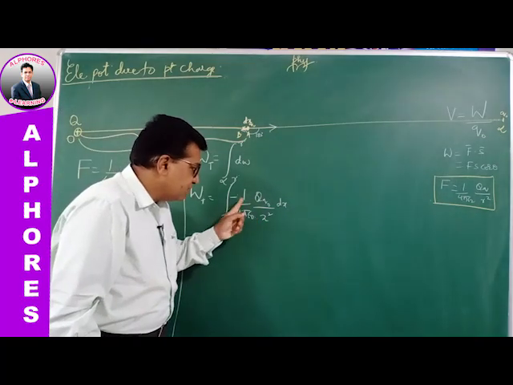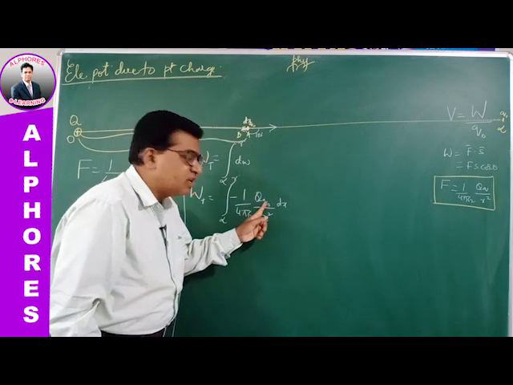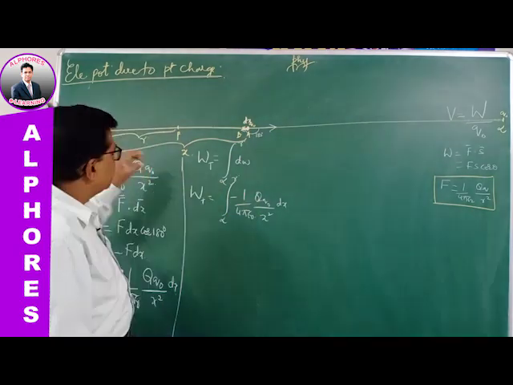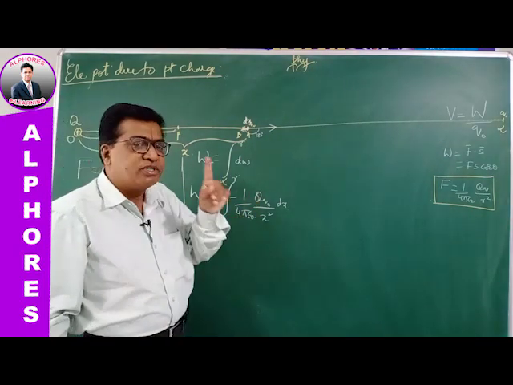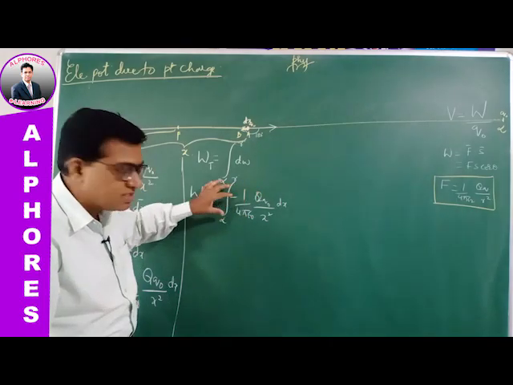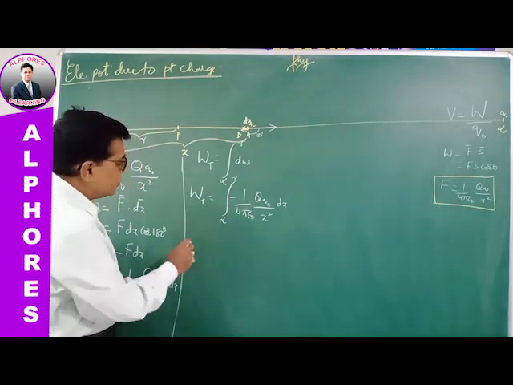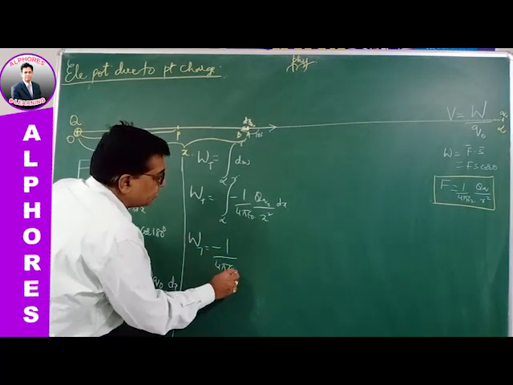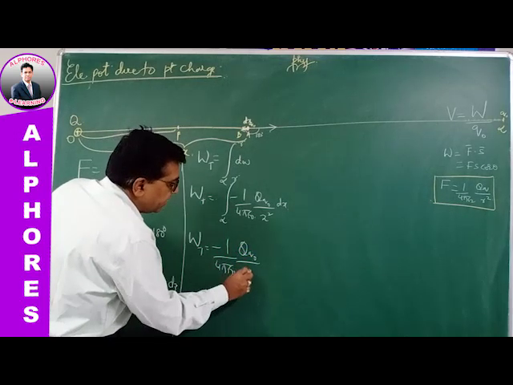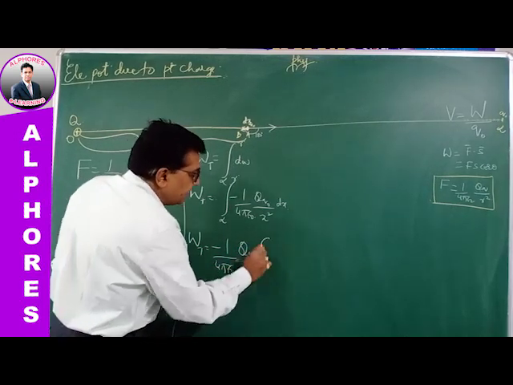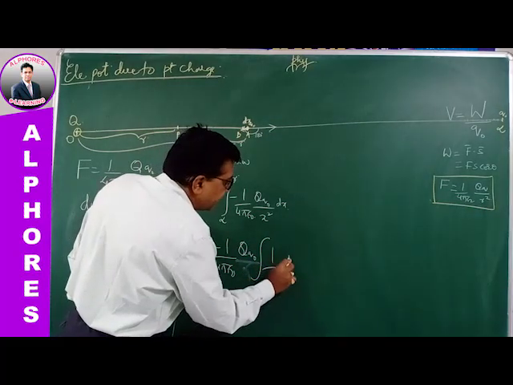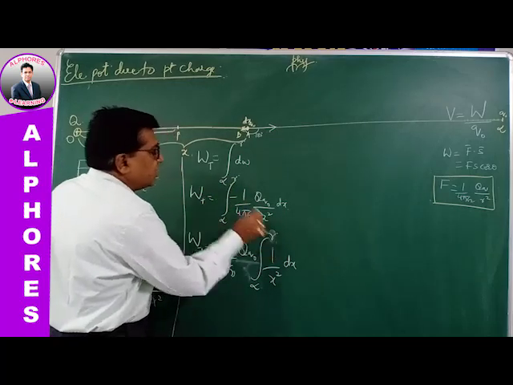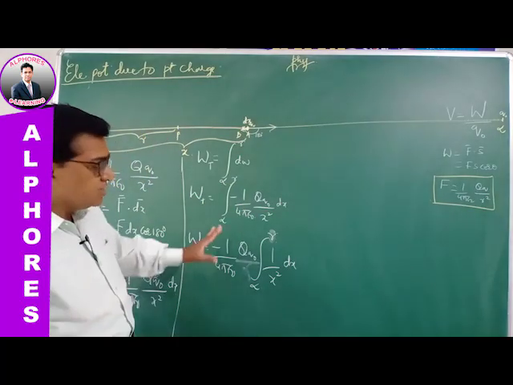Now out of this, 1 by 4 pi epsilon, capital Q small q naught is a constant. This is the Coulomb constant. Our charge capital Q is constant. This is a unit positive test charge, also constant. So taking all the constants out, even the negative sign, I get the work done as minus 1 by 4 pi epsilon naught, capital Q small q naught, integral of 1 by x square dx between the limits infinity to r. Our point is at a distance r. So this is the integration.